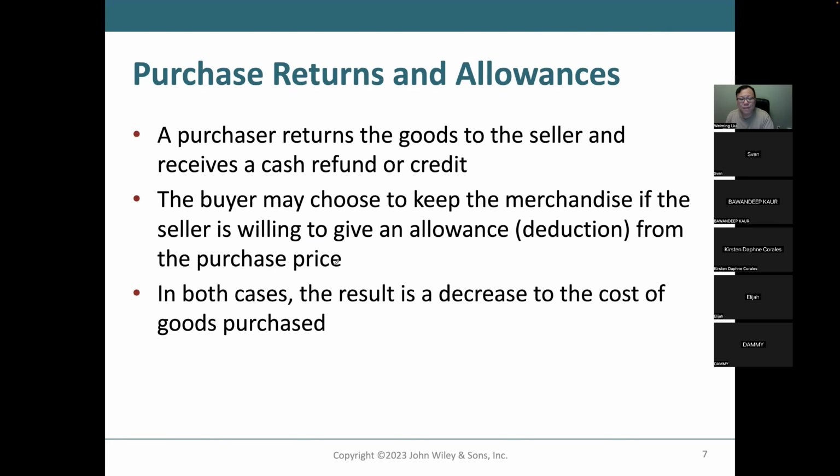Or the seller would say, okay, if you can still sell it, it still has some sort of usefulness. You keep it, I will give you a credit, right? So next time when you buy, there is a price deduction. So in both cases, your cost of goods purchased should be decreased.